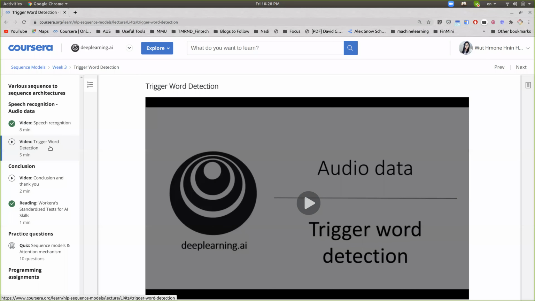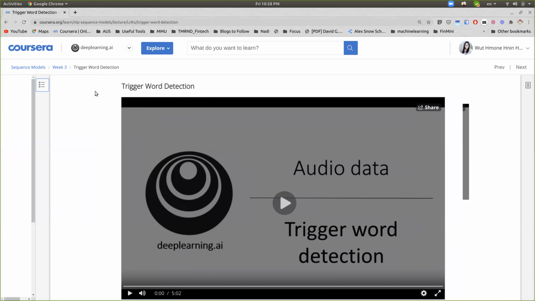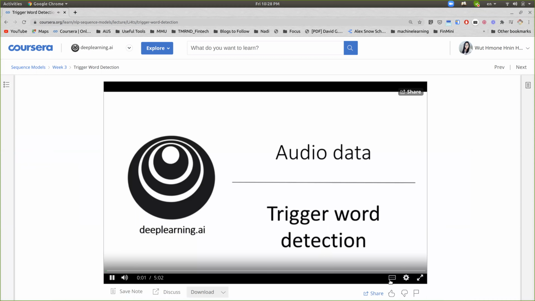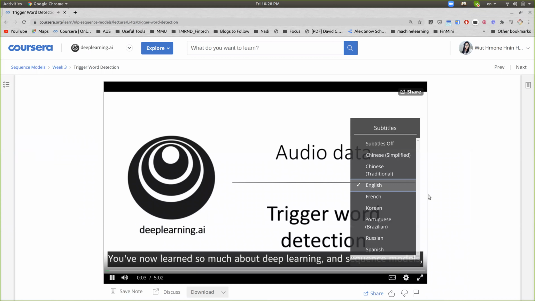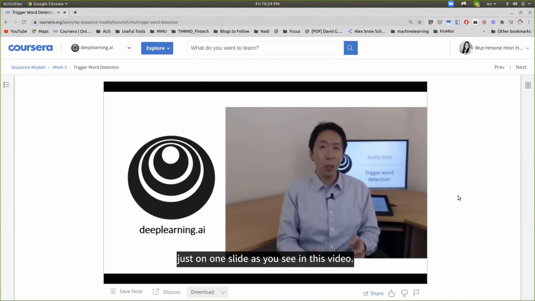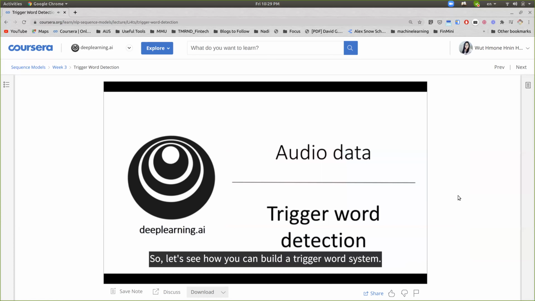You've now learned so much about deep learning and sequence models that you can actually describe a trigger word system quite simply just on one slide, as you see in this video. But with advanced speech recognition, there have been more and more devices you can wake up with your voice, and those are sometimes called trigger word detection systems. So let's see how you can build a trigger word system.